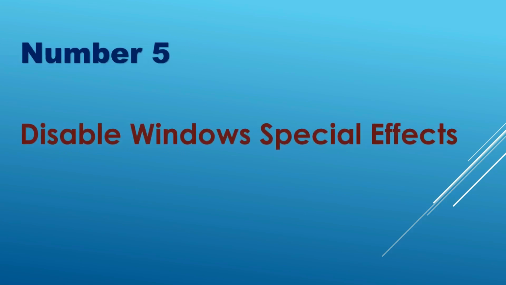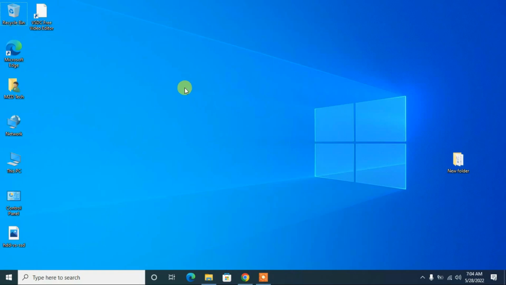Number 5. Disable Windows special effects. Windows is a prettier operating system than its predecessors, largely due to its special effects. These include small animations when you minimize or maximize a window, keeping the taskbar transparent, and more. They're subtle, but make the operating system look much smoother. Unfortunately, they can also take up more power than they're worth. Luckily, both Windows 10 and Windows 11 let you disable them.